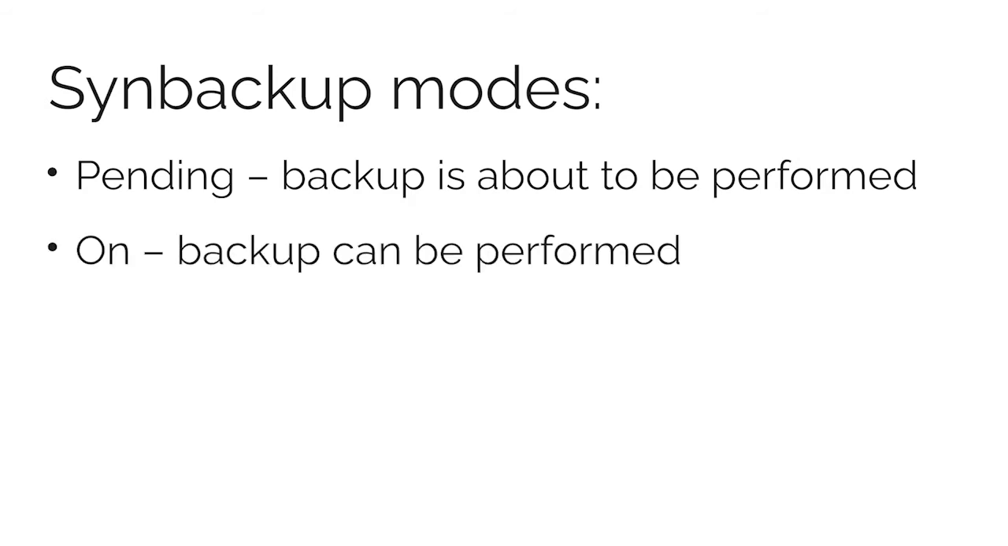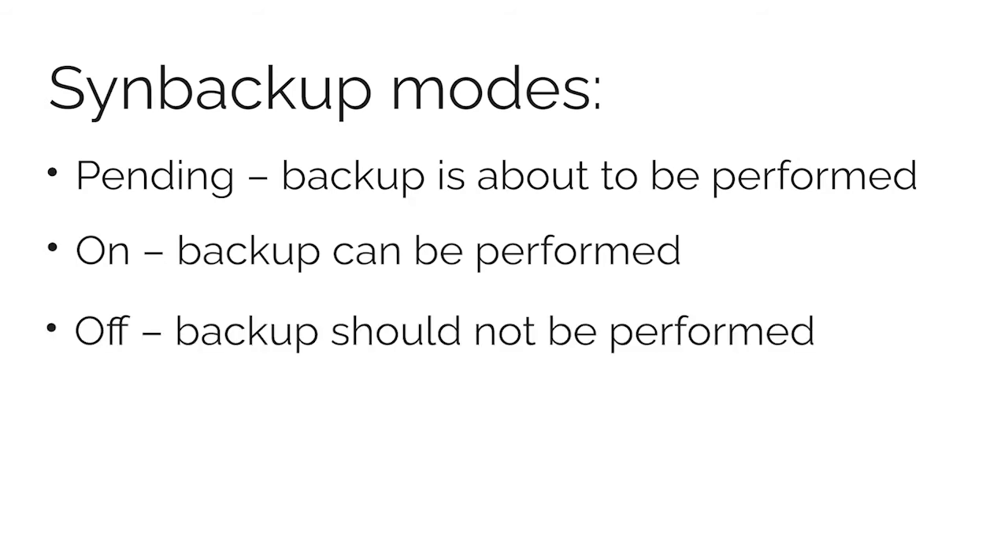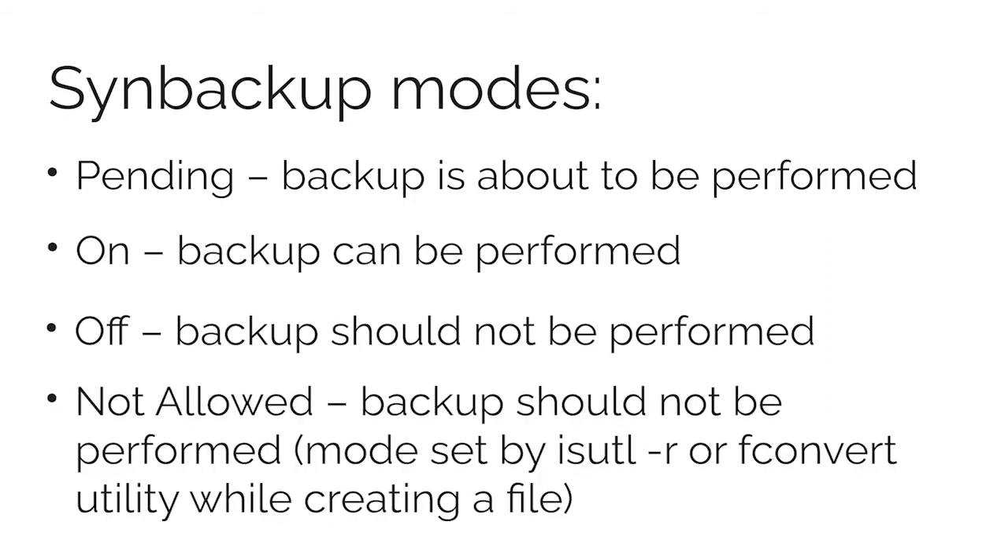In on mode, a backup can be performed, and all I/O by cooperating processes is frozen. Conversely, in off mode, a backup should not be performed. The not allowed mode is set by isutil -r or fconvert when creating a file. When synbackup exits, regardless of whether it succeeds or fails, it resets the backup mode to off. All other cooperating processes are unaffected.